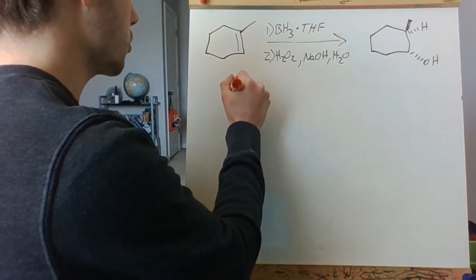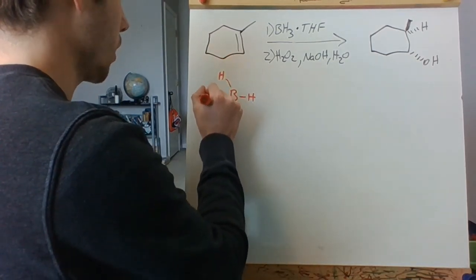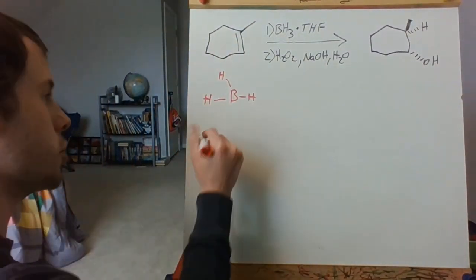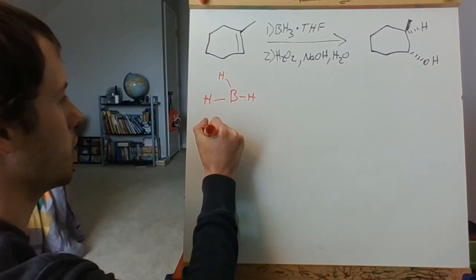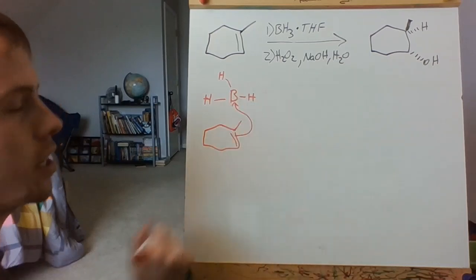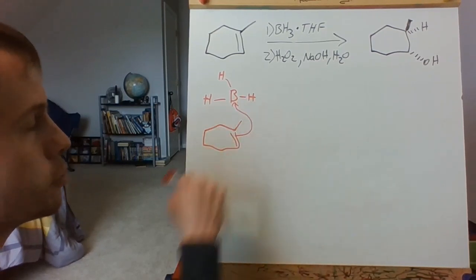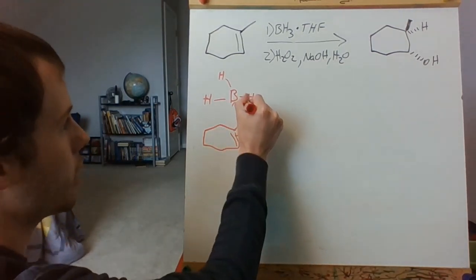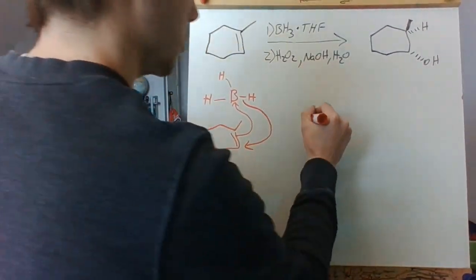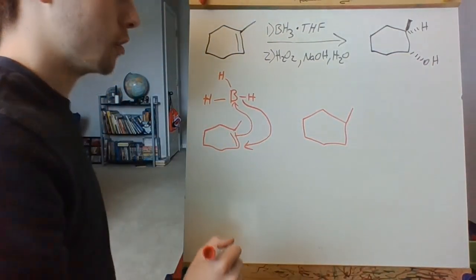So if we draw out BH3, and remember the partial positive is on our boron. And so our electron-rich alkene is going to attack the boron. And then the boron does not have a lone pair, but these bonds between the boron and hydrogen are nucleophilic and can come back in and attack the alkene. So if you draw out the transition state for this with dotted lines, you're going to see that we have a 4-membered ring transition state.